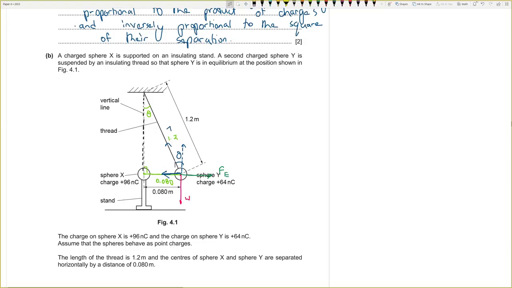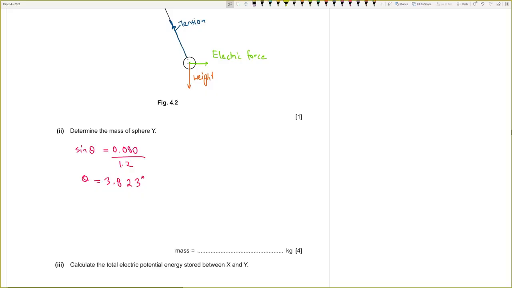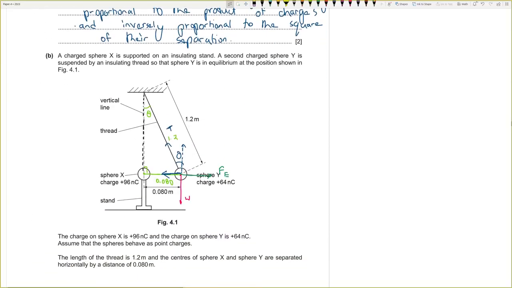So now, how do we do this? Essentially, the vertical component of tension will balance weight. Okay, the vertical component of tension will balance weight. That's literally it.